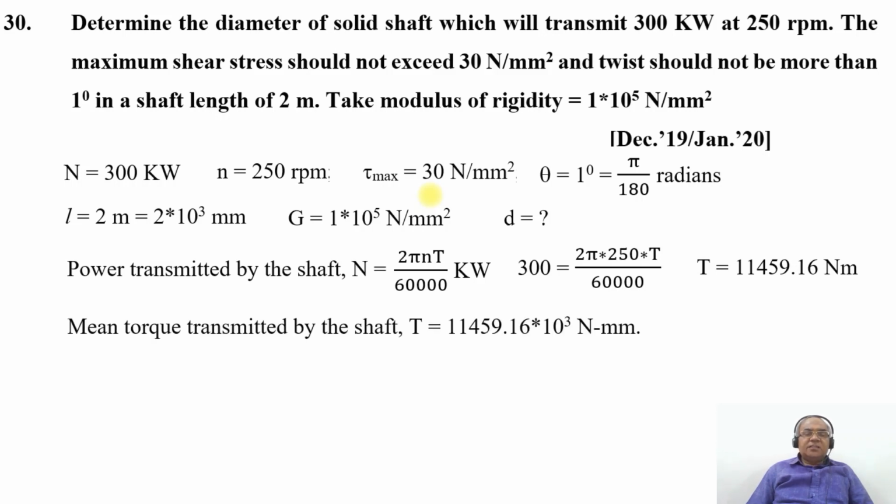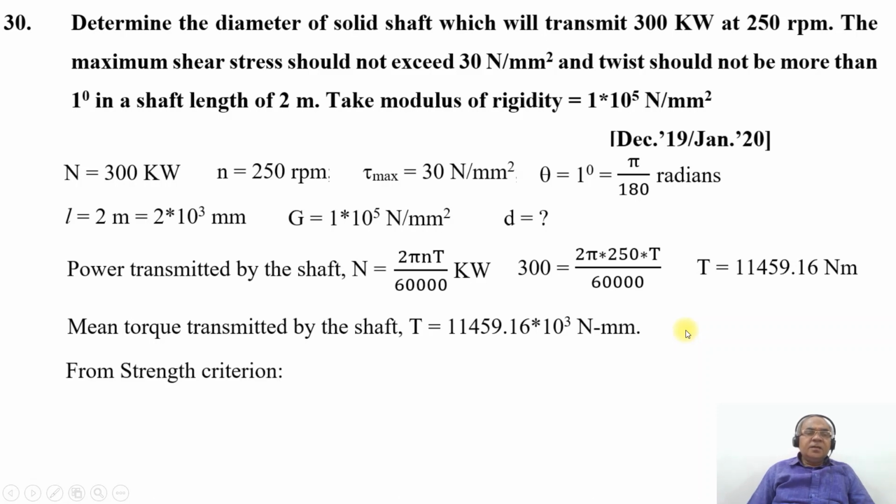So the mean torque transmitted by the shaft, which is capital T, is given by 11,459.16 into 10 to the power of 3 Newton mm. This is the one which we have calculated. By default, the torque will always be in Newton meter, so you convert that into mm because all other dimensions are in mm. For further substitution, we need to take this into 10 to the power of 3 because it is in Newton mm.